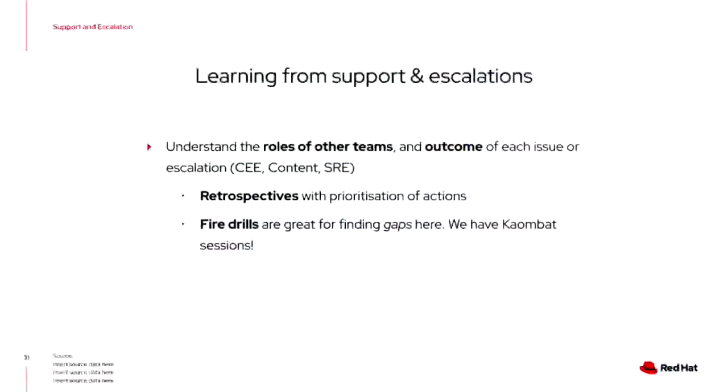So learning from support and escalation is important. Understand the roles of your teams and the outcome of each escalation. What I mean there is, whenever there is some sort of incident or some sort of issue, it should be a sign that there's probably some failure, small, large, whatever. What's the exit? Is it an update to your documentation? Simple as that.